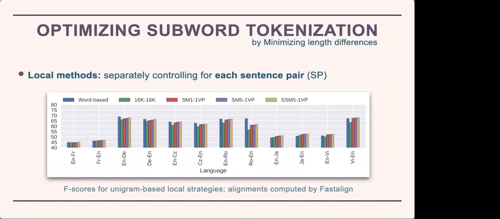These results open perspectives for further improving these models, especially for German, Czech, and Romanian, for which the 16K setting might be suboptimal. The last method, SSM5GS, did not succeed in improving SSM5-1VP.